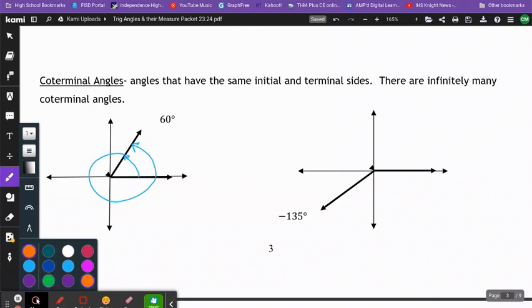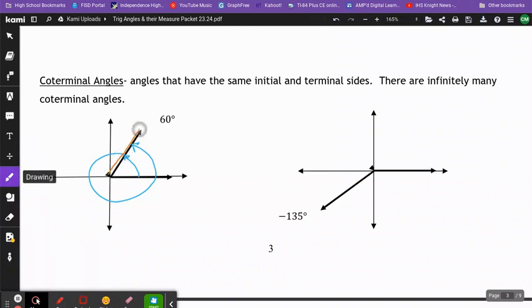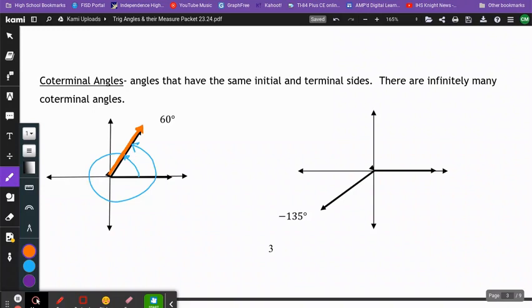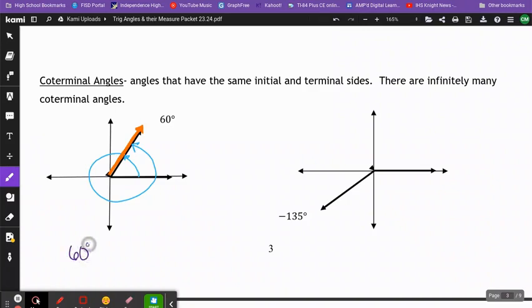So my terminal side is here, and I landed here, but in order to get there, I went all the way around the circle one whole time. So when you go all the way around the circle, another rotation, you're adding a whole 360 degrees in order to get to that spot. So I'm going to take the 60 degrees I started with and add a whole circle to it. And I come up with this angle measure, which is considered coterminal.